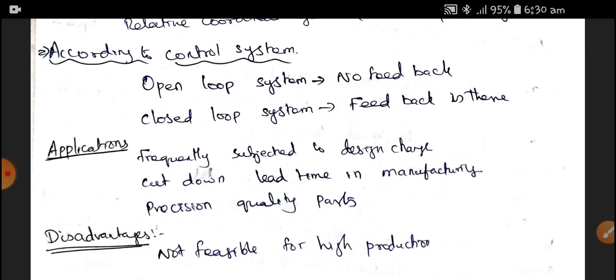Next, cut down lead time in manufacturing. It cuts down the lead time in manufacturing because the setting time is very much reduced.